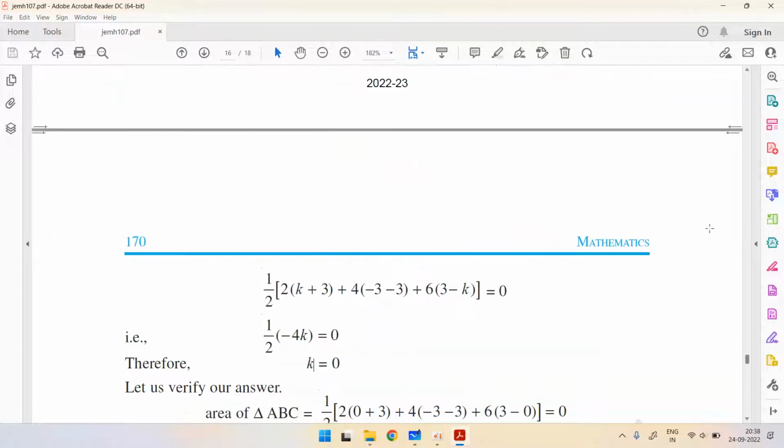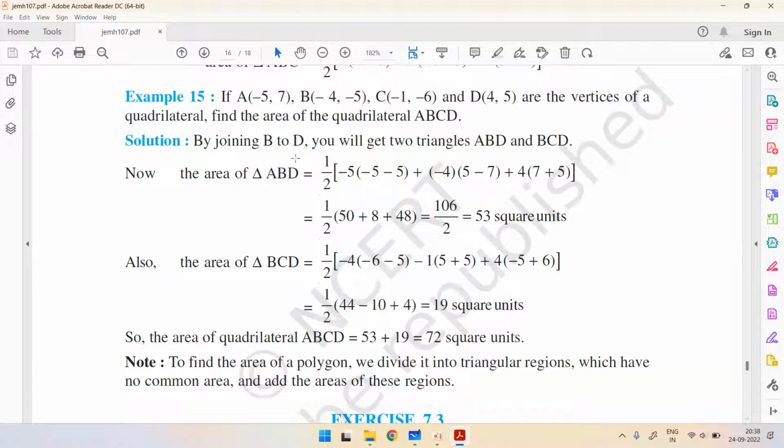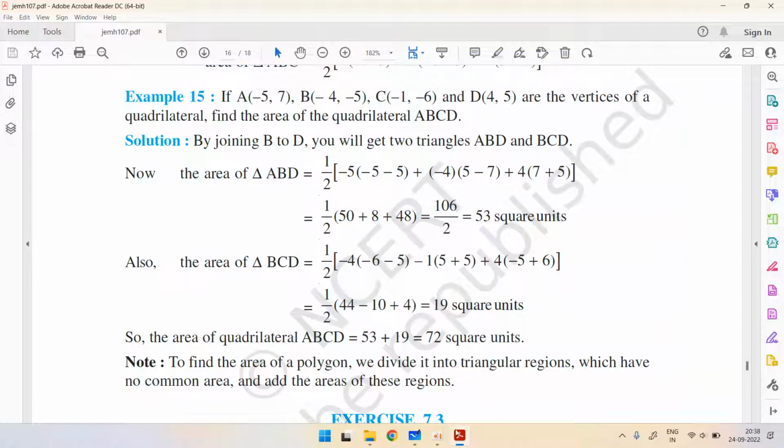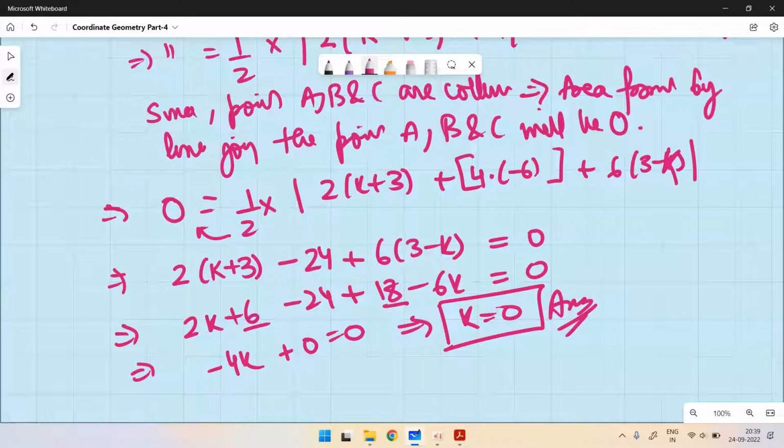Now the next is example number 15, which says that if A, B, C, D are the vertices of a quadrilateral, find the area of the quadrilateral. Now this is not a parallelogram. If it had been a parallelogram, you could find the two diagonals and then multiply to get the answer. But in this case, it is a quadrilateral, so there will be 4 points.